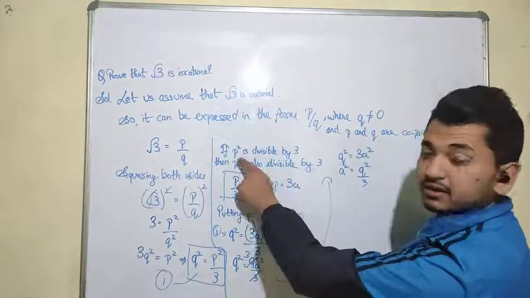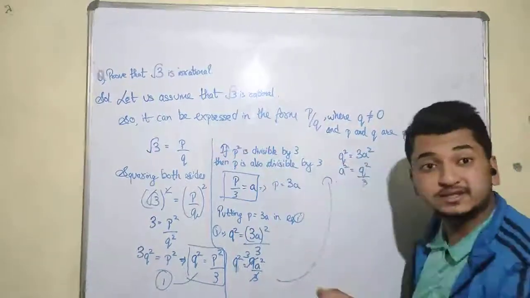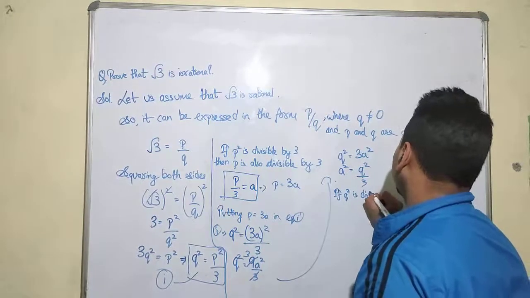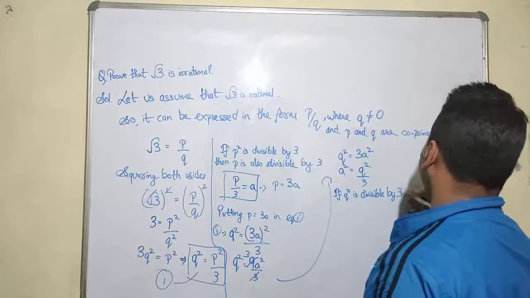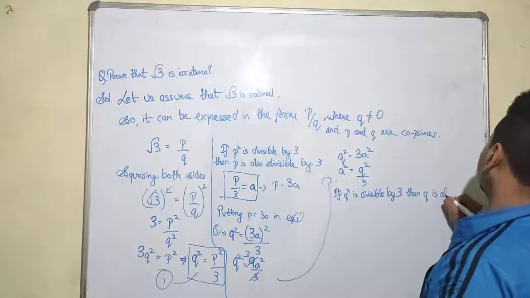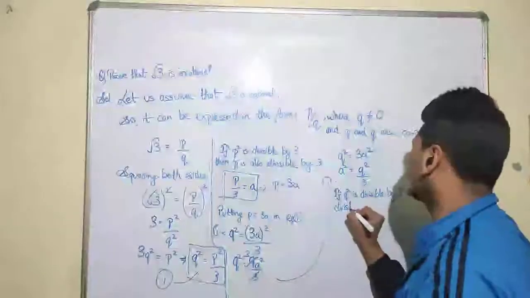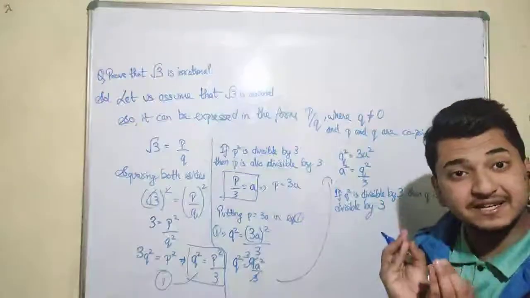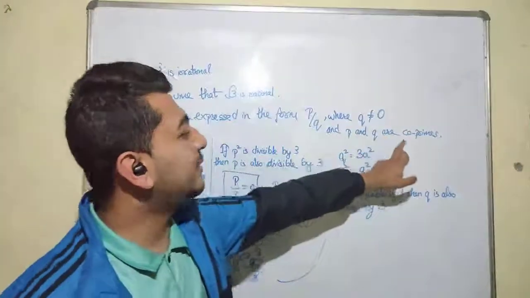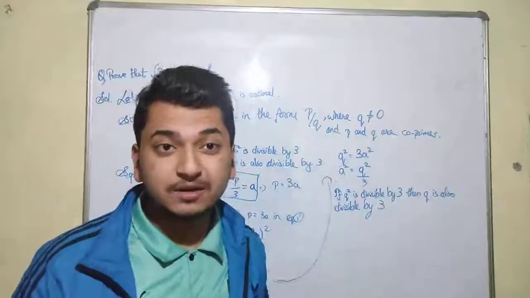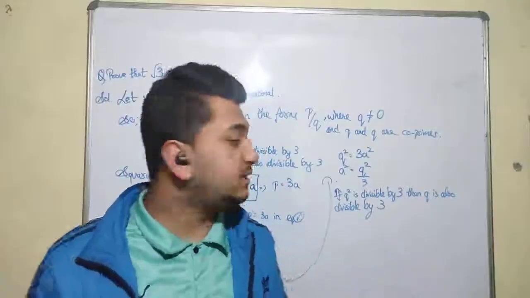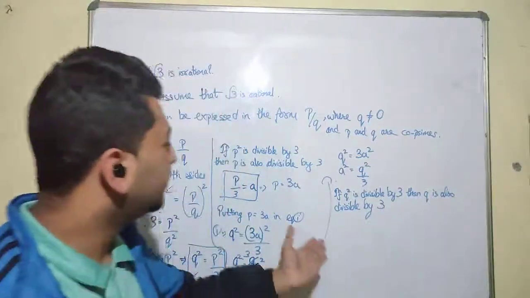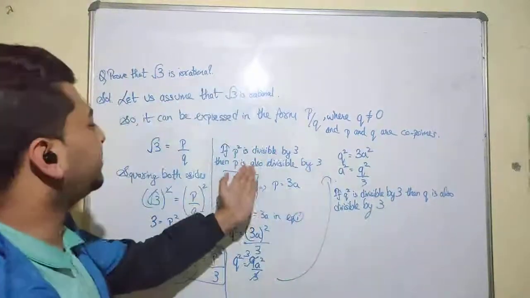Like the same case in p squared. p squared was divisible by 3. Here q squared is also divisible by 3. So if q squared is divisible by 3, then q is also divisible by 3. But we know that p and q are co-primes. So co-primes are the numbers which are completely divided already. Now if it will be divided again, then it will come under decimal point. But here we are getting that q is also divisible by 3 and also p is also divisible by 3.